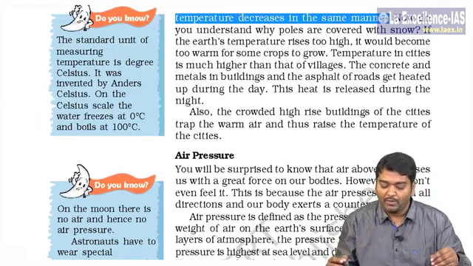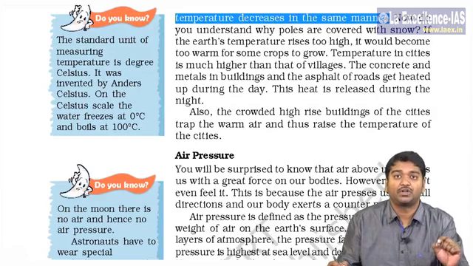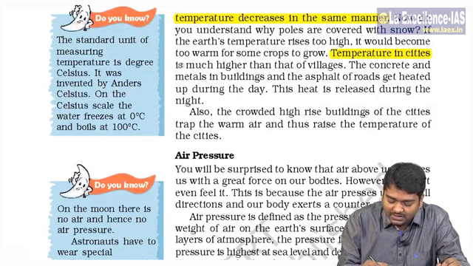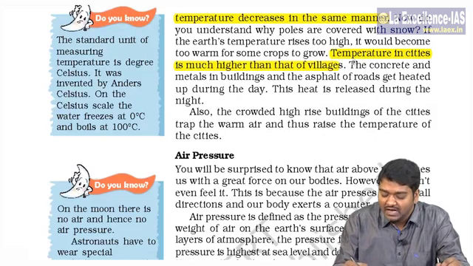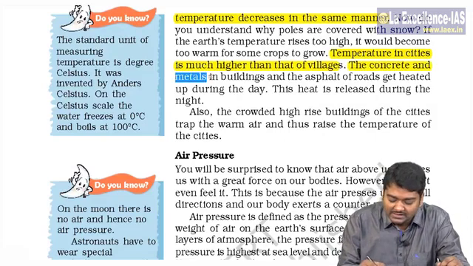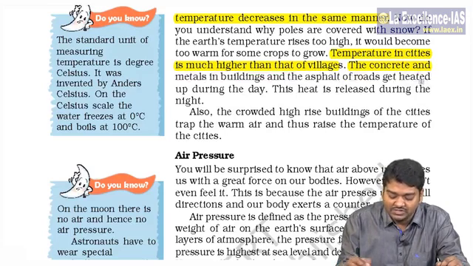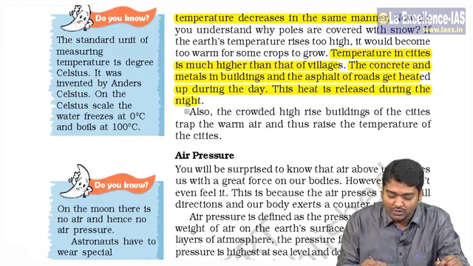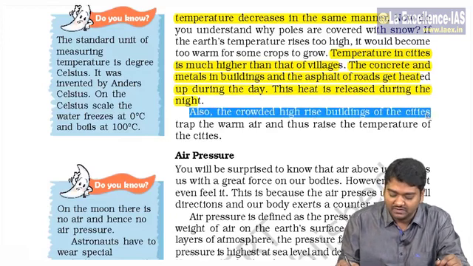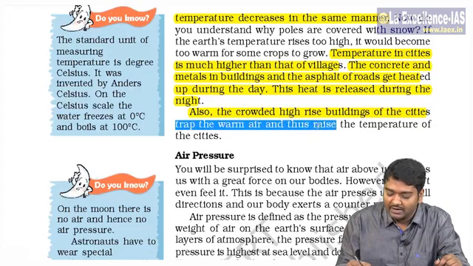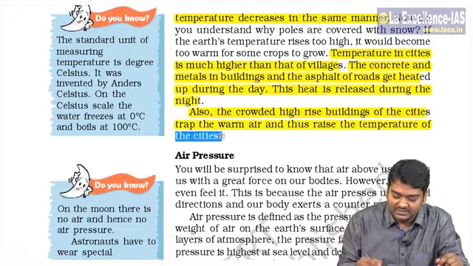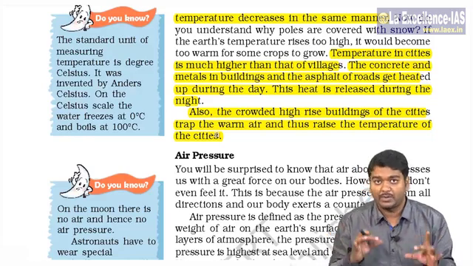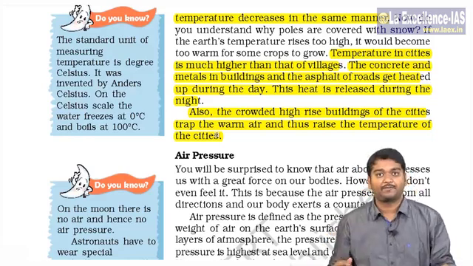So these are very, very important, and whenever they give you a question about urban heat islands, temperature in cities is much higher than that of villages. The concrete and metals in buildings and asphalt of roads get heated up during the day. This heat is released during the night. Also, the crowded high-rise buildings of the cities trap the warm air and thus raise the temperature of the cities. So this is the reason, the geographic reason that you have to write for urban heat islands, this paragraph, right?